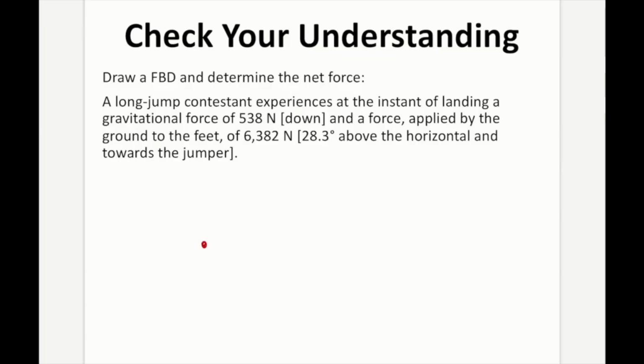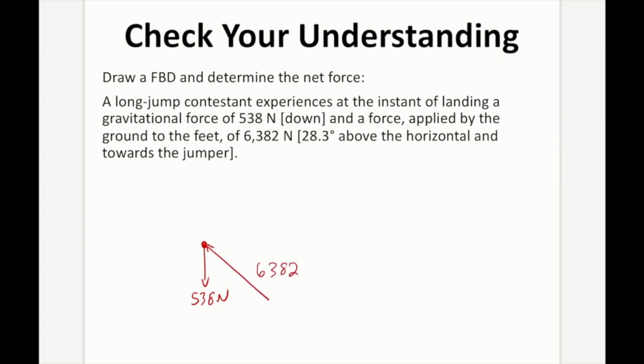So let's draw a free body diagram. Our contestant has a gravitational force of 538 newtons down and a force applied by the ground to the feet of 6,382 newtons, 28.3 degrees above the horizontal and towards the jumper. So what that's going to look like is something like that, 6,382.